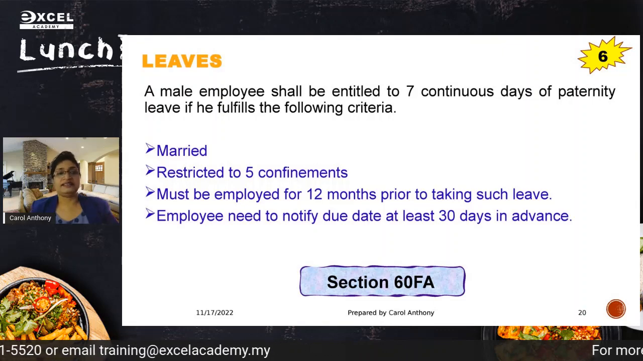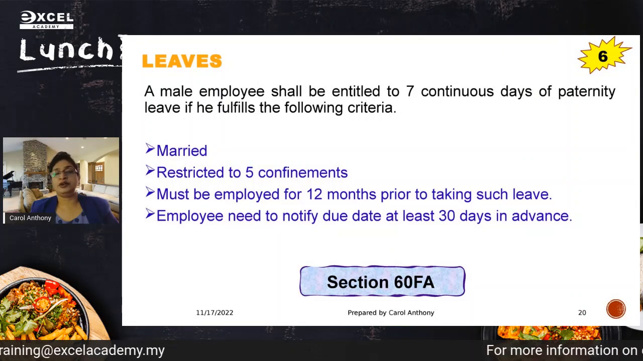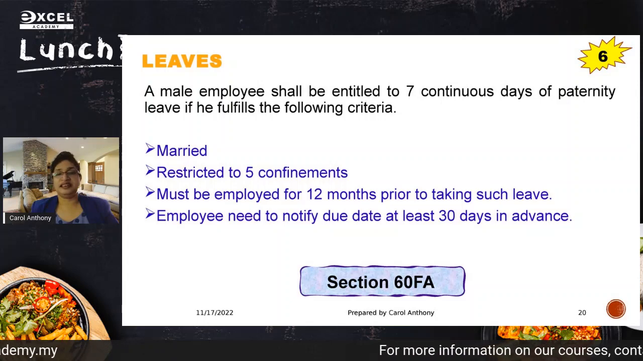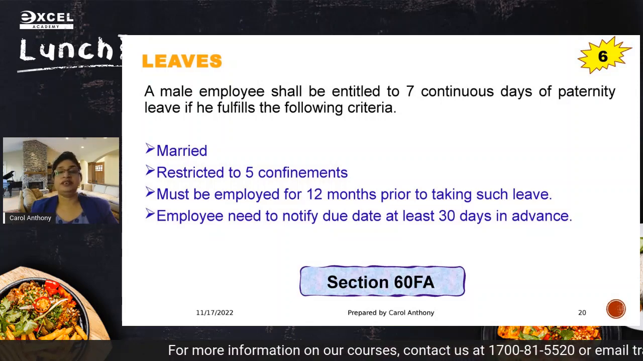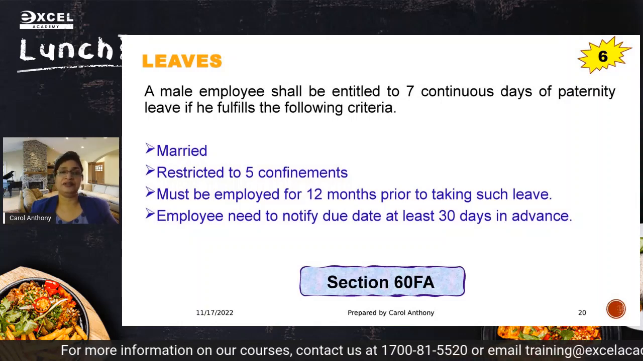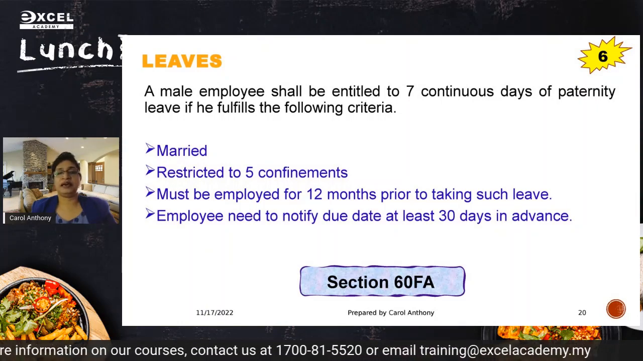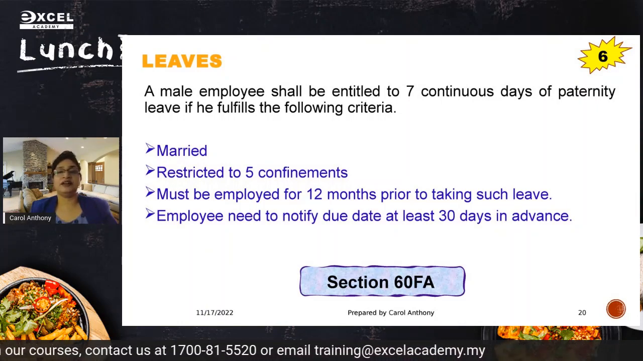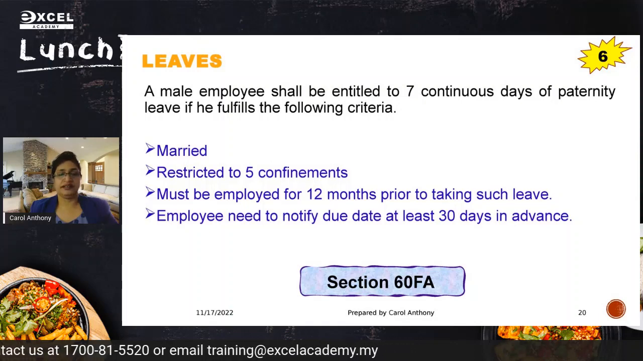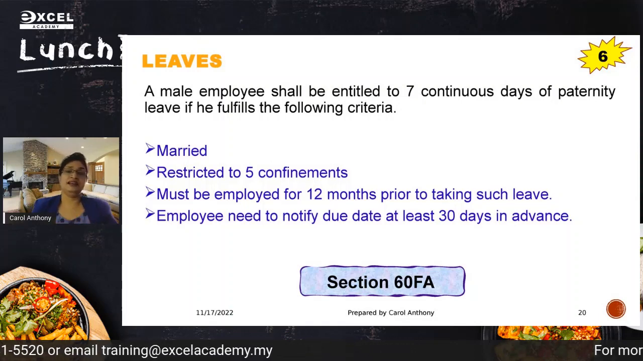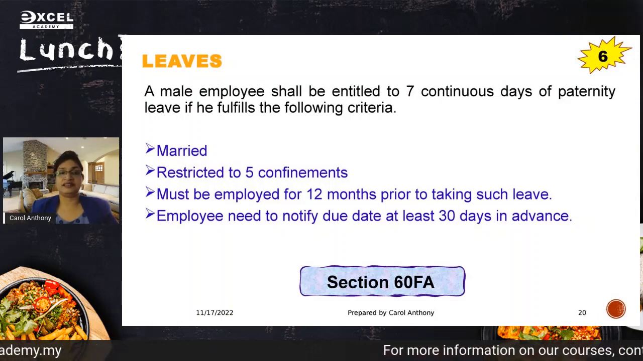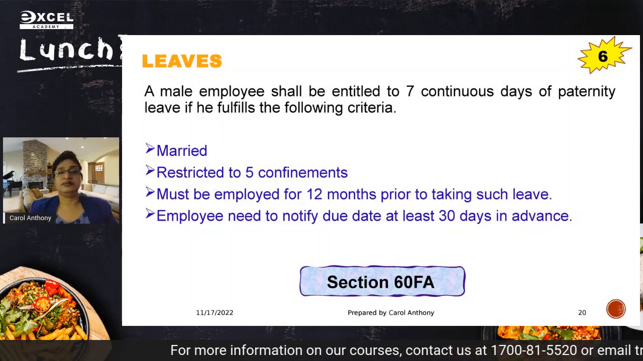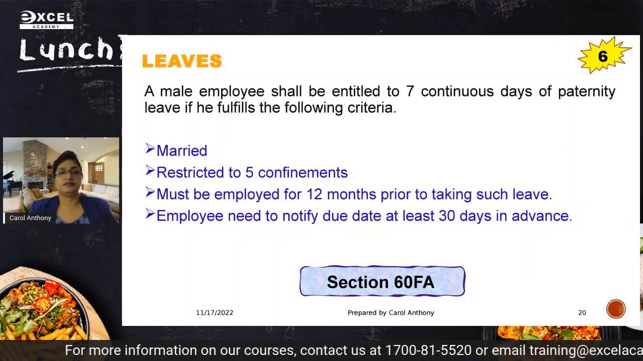Next, the last one: the employee needs to notify the due date at least 30 days in advance. So he needs to inform the superior or HR, saying my wife is going to deliver on the 2nd of January. He must inform by 1st of December, at least 30 days in advance. So here you see all these clauses must be fulfilled.